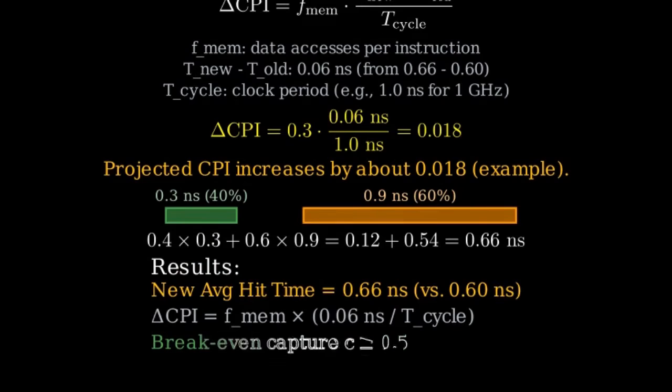Summary: with a 1 kilobyte, 4-way filter cache of 0.3 nanoseconds placed before an L1D of 0.6 nanoseconds, and capturing 40% of L1D hits, the new average hit time becomes 0.66 nanoseconds. That is a 10% increase over the original hit path. Using the general formula, the projected change in CPI equals the data access rate per instruction multiplied by 0.06 nanoseconds over the clock period. If your design needs a speed up, aim for at least 50% capture, or make the filter lookup even faster, or both.